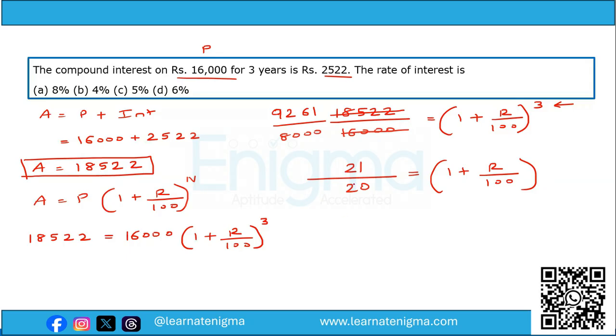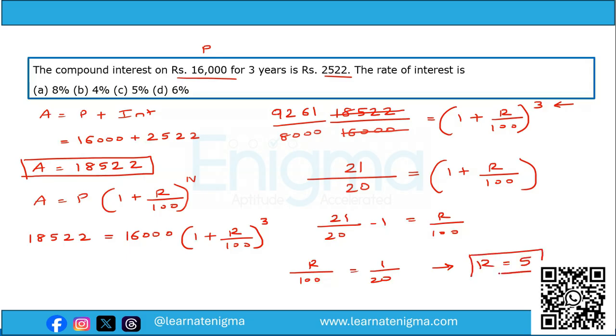So we have the equation 21 upon 20 is equal to 1 plus r by 100. 1 we can shift on the left hand side. So it becomes 21 upon 20 minus 1 is equal to r by 100. So we get r by 100 is equal to 1 by 20. So therefore we get r is equal to 5. So answer will be option C.